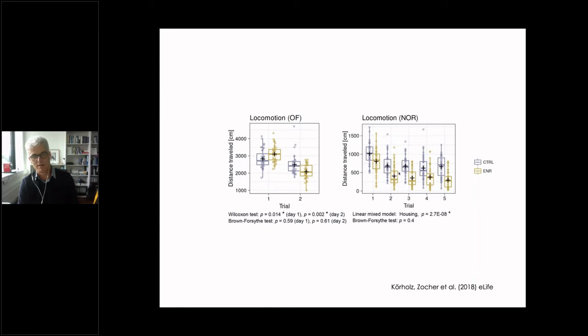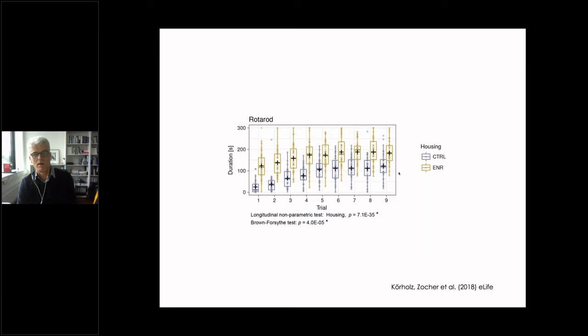Again, rotarod, that's a test where you put animals on a rotating rod, and you measure the time until they fall off. So it's a balance test and motor skill test. It's a very sensitive test that has very low specificity for anything. What you can see is that if you have lived in an enriched environment, you're doing much better on this task, but there's a learning curve in both conditions, but the enriched stay ahead of the others.